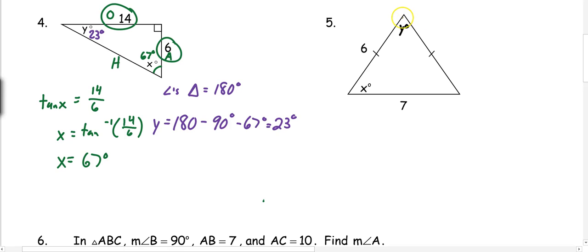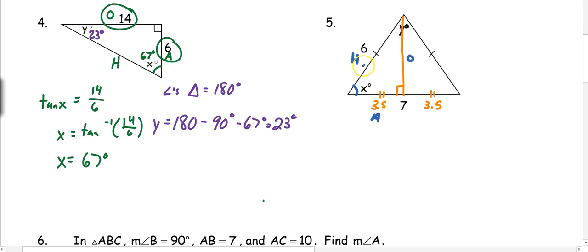In number 5, we do not have a right angle yet. So first, we're going to draw an altitude in, which is going to help us to find x. Remember, an altitude forms right angles, and it bisects the base of an isosceles triangle. So my base is now 3.5 on each side. To solve for x this time, I have my opposite, adjacent, and hypotenuse.